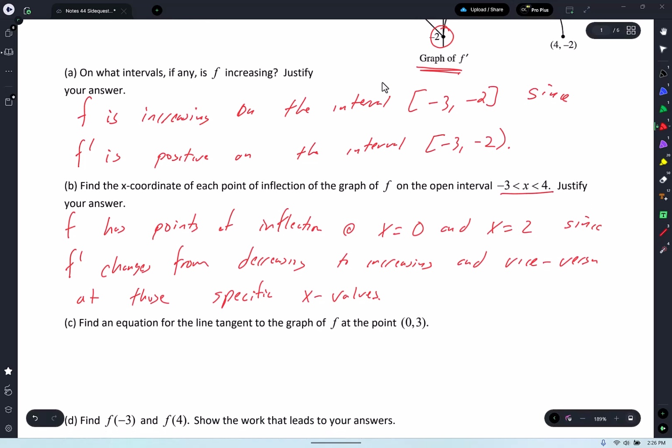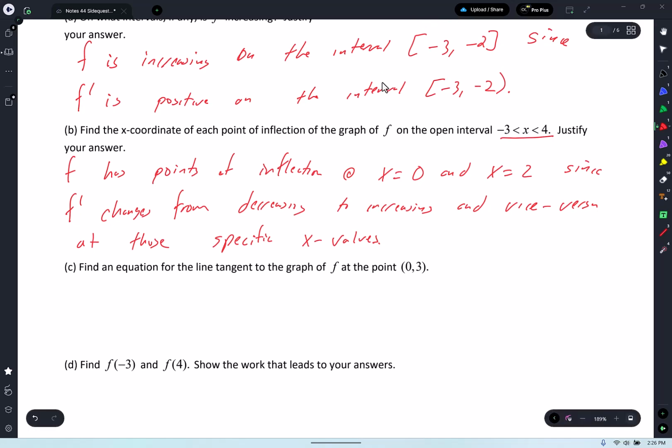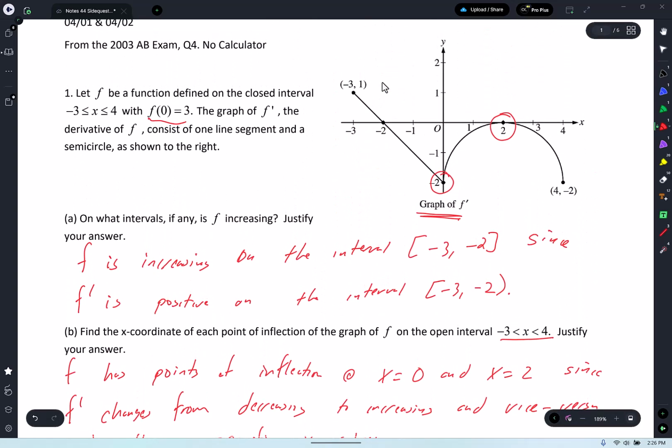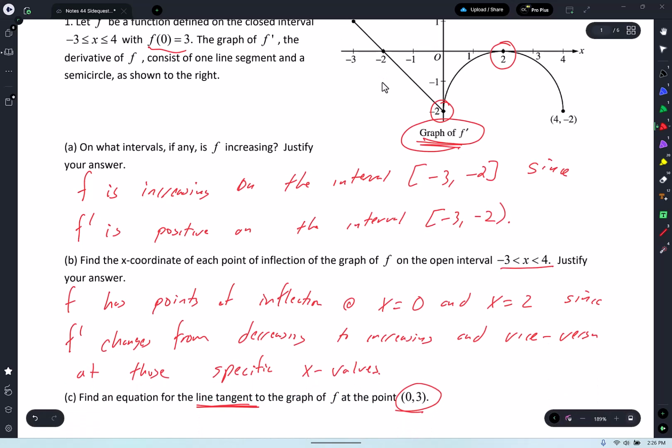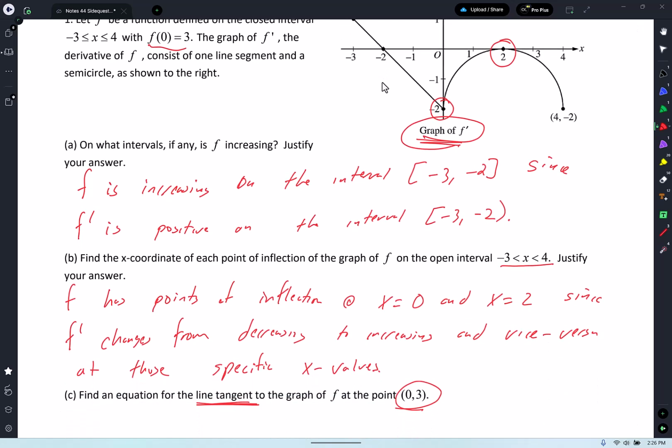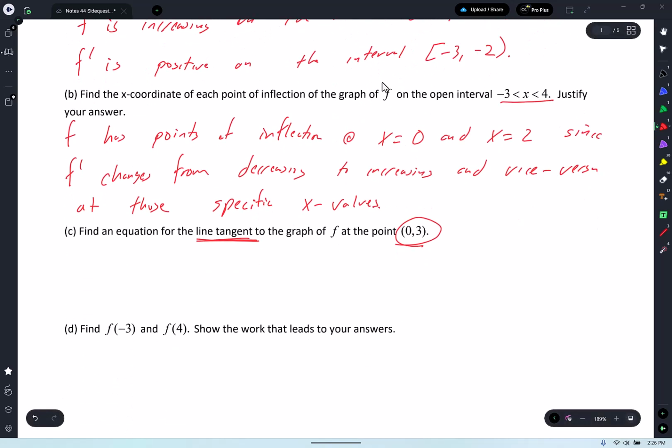All right, here we go. Letter C. Find an equation for the line tangent to the graph of f at the point 0,3. So I want a tangent line. What two things do I need for a tangent line? Point and slope. You already got your point. John, where am I going to get my slope? Guys, look, these are slopes of f. That's f prime. So what's my slope when x is 0? Yeah, positive or -2? -2.